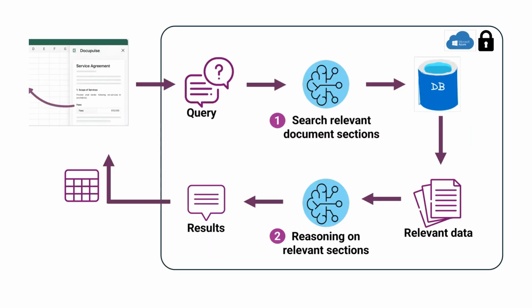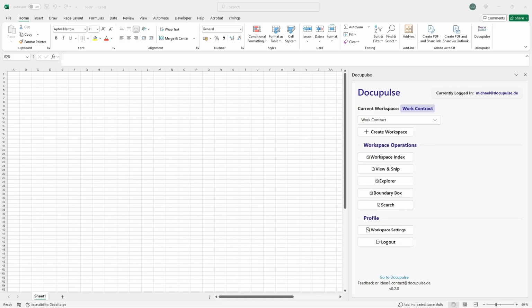The process of running a search query is divided into two parts. First, Docupulse looks for semantically relevant sections that help answer a specific question on the document. Second, when those sections are retrieved, a neural network takes the results as context to answer the question you asked. A table is written into the sheet that includes all search results, their relevance, and an answer to your question for each document. Now, let's run an example query.